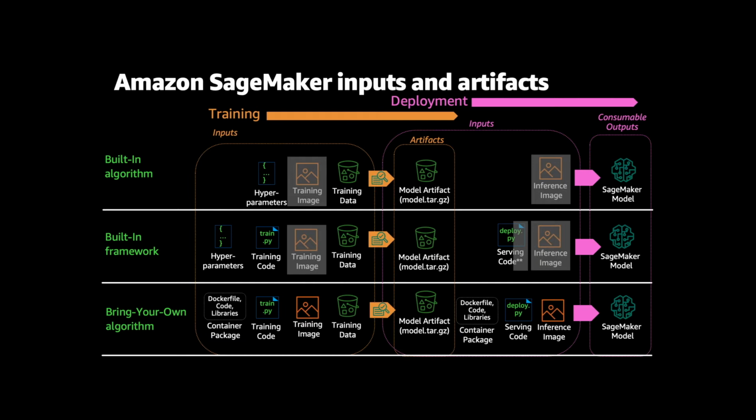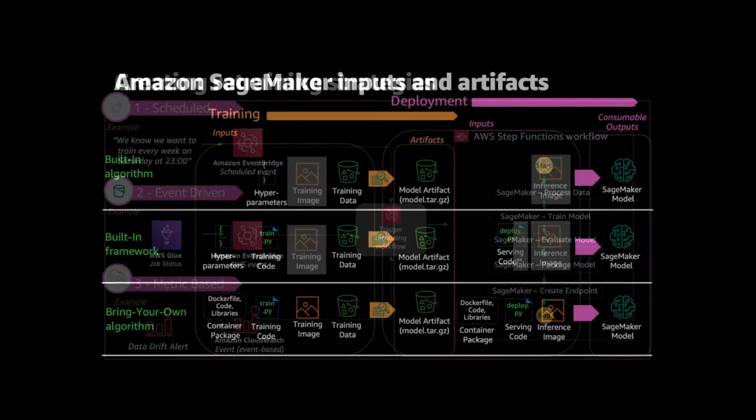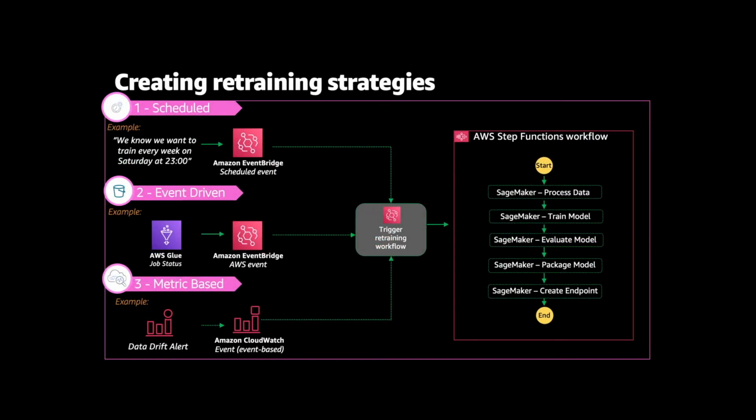On top of that, remember there are occasions where you need to retrain your model, right? So, for example, you can use a Step Functions workflow for the regular pipeline, like processing data, training the model, evaluating the model, packaging the model, and creating the endpoint. But sometimes you're going to have to retrain on a regular basis.